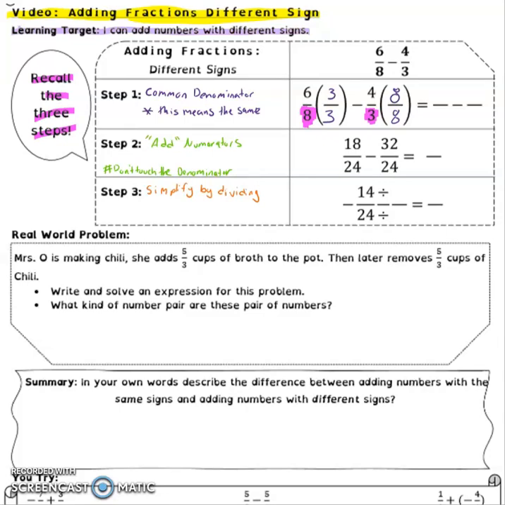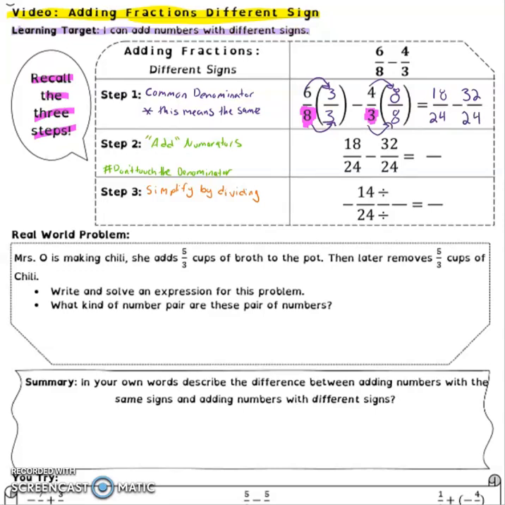Okay? So now we're just going to multiply straight across. So we have 6 times 3, which gives us 18. 8 times 3, which gives us 24. 4 times 8, 32. And 3 times 8, which again gives us 24.